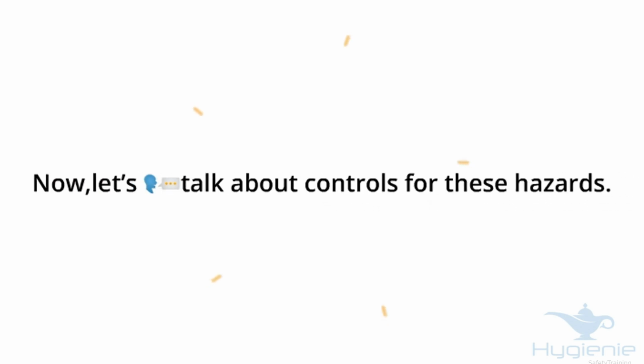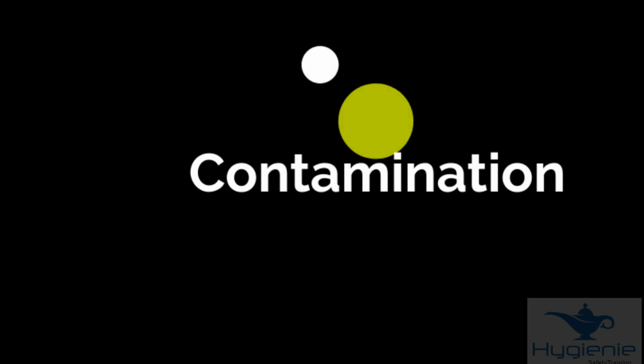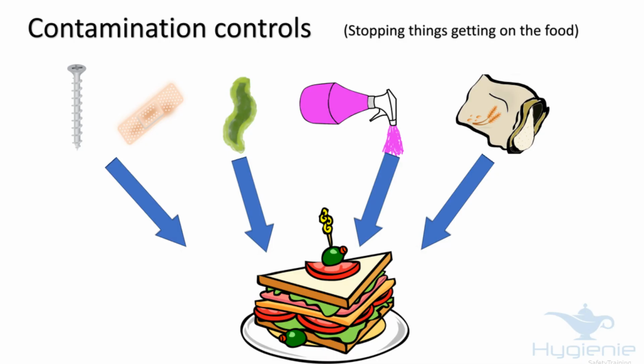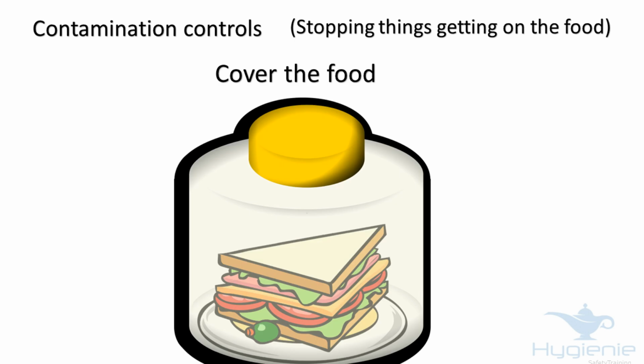Now let's talk about the controls for these hazards. So controls. First of all, controls to prevent contamination. In other words, how we're going to stop things getting on the food. First of all, buying from reputable suppliers. Secondly, we can cover the food.